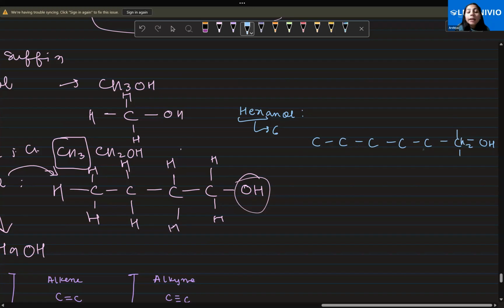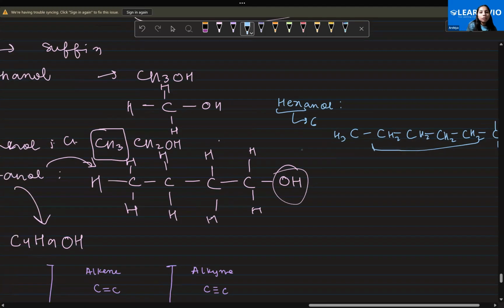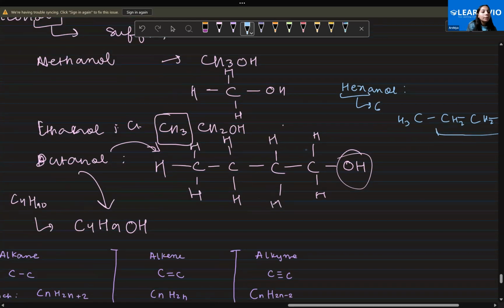All the carbons in the middle, if they're not bonded to anything else, will have their valency as H2 because they are bonded on both sides. So their valency will be H2, and the outermost will be H3. Okay, clear? Yes, ma'am. All right. Now let's move on to the nomenclature.